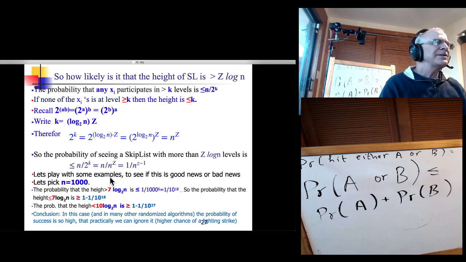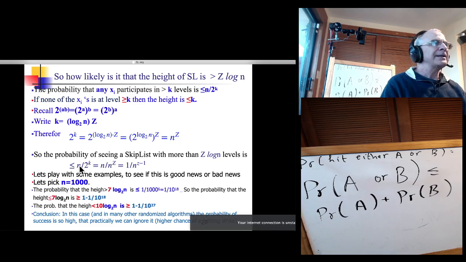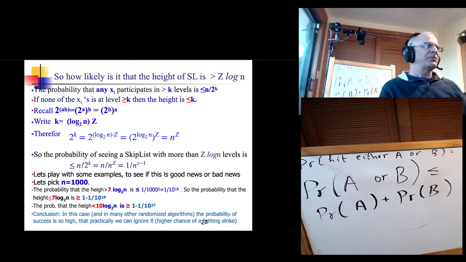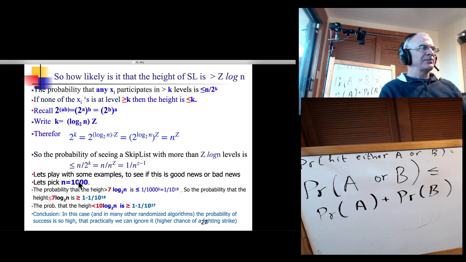Why? Because first, notice that the larger n is, the more certain you are that things happen the way you want them to. But let's just take a very small skip list. Let's take a skip list with only n equal 1,000 keys, and the user said more than 7 times log n is too high for me. What's the chance that I'll generate a skip list and it has more than 7 times log n levels? Put the numbers.